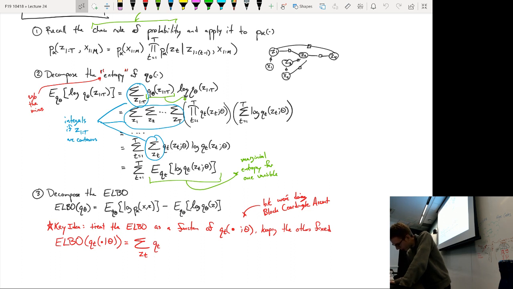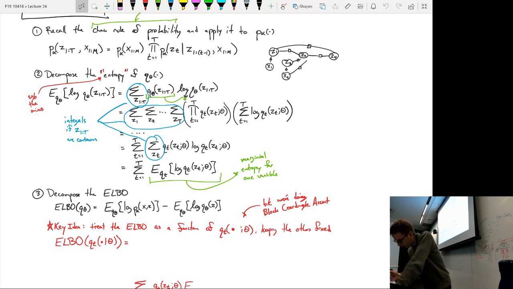qt, zt, parameterized by theta, times an expectation, and this is the interesting part. We want this to be an expectation under just the distribution of everything except for the, oh, actually, let me go back a step here. We'll get to that in just a minute.